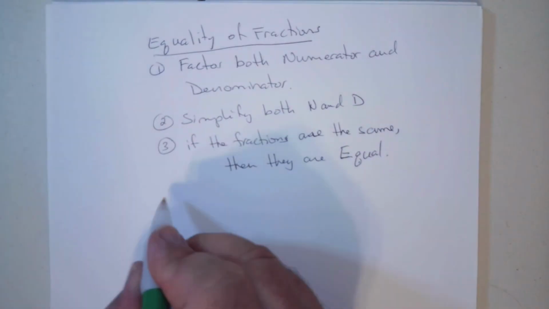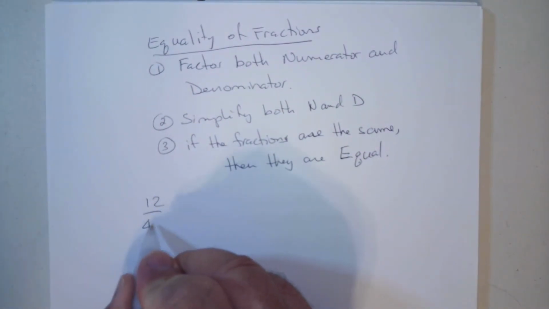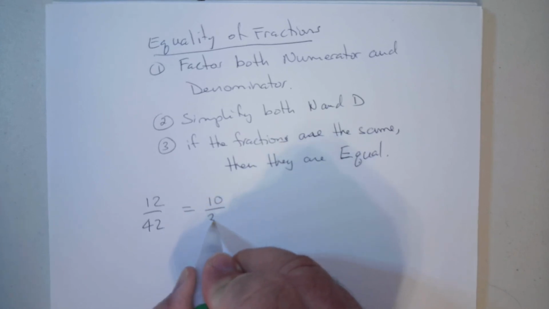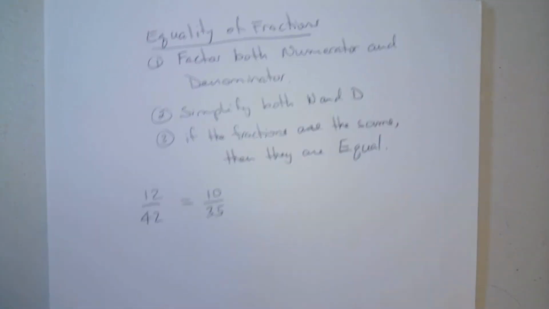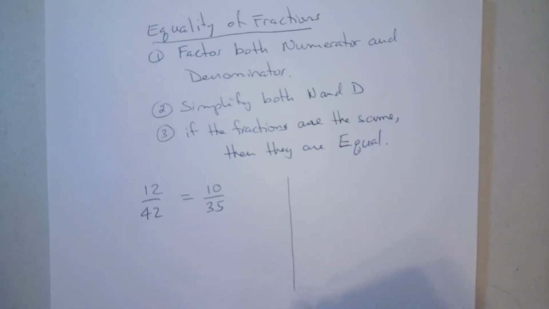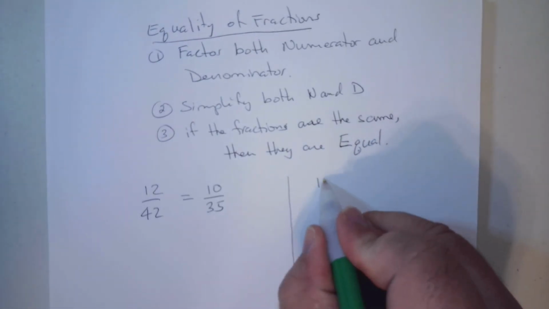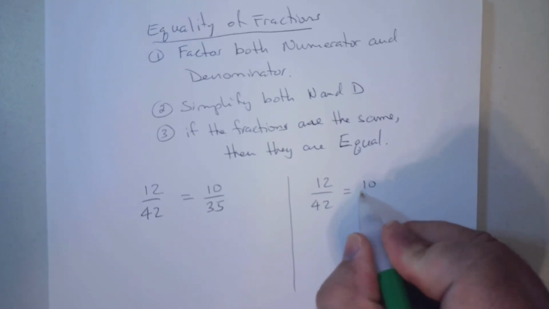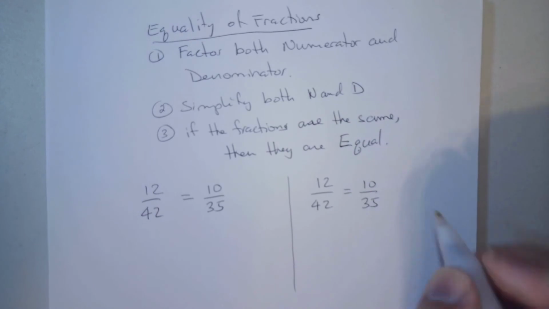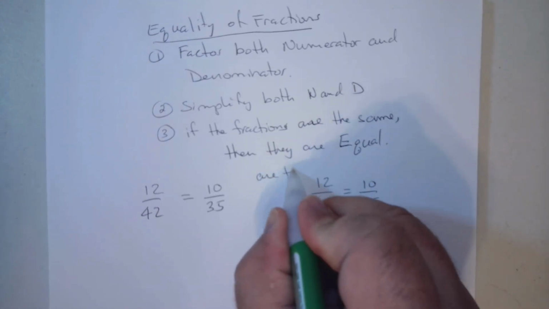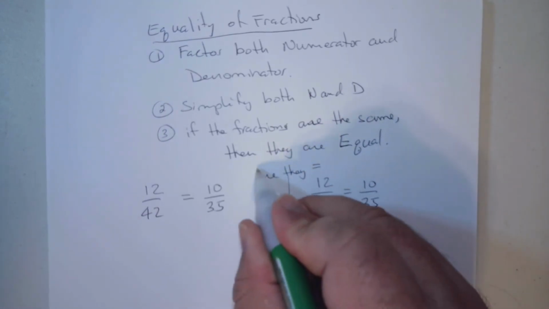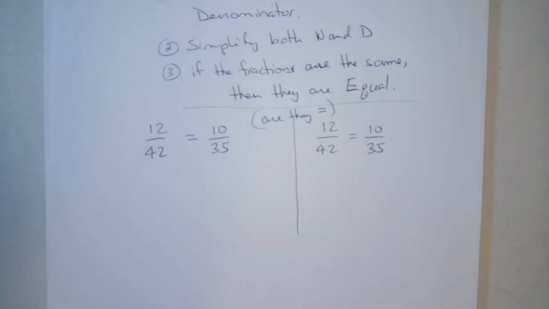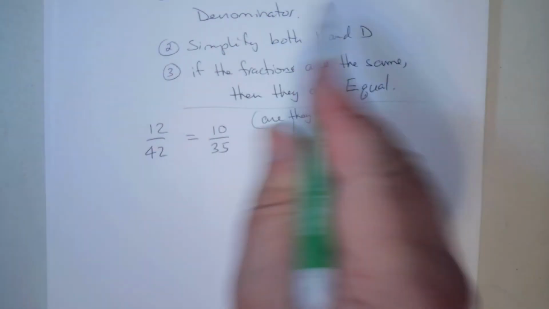Let's see what that means. 12 over 42. Is that equivalent to 10 over 35? Let's do two ways of doing this. Are they equal? That's what I'm asking. I'm showing you two ways of doing it. Let's follow this way first.